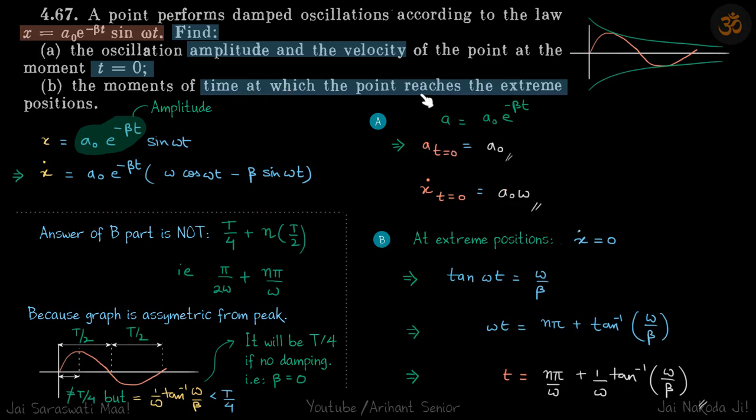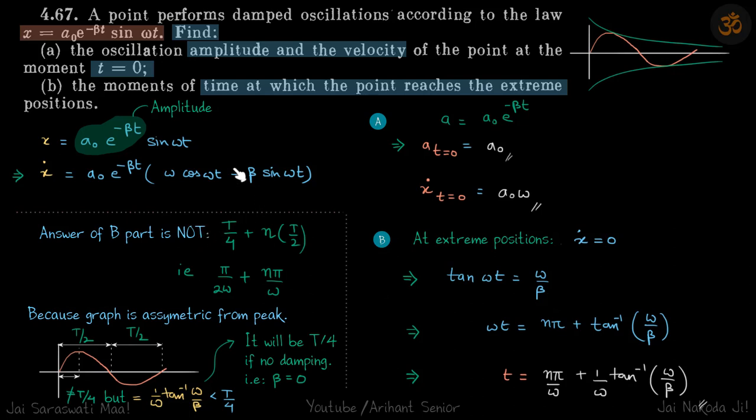Now, the time at which the point reaches the extreme positions. At extreme positions, velocity will be 0. So whenever x dot is 0, those moments we need to find. Let's put x dot equal to 0. So this term will be 0, which means tan omega t will be omega by beta, or omega t is n pi plus tan inverse omega by beta. So for the time at which this occurs, we'll just divide by omega on this side, and this will be our answer.